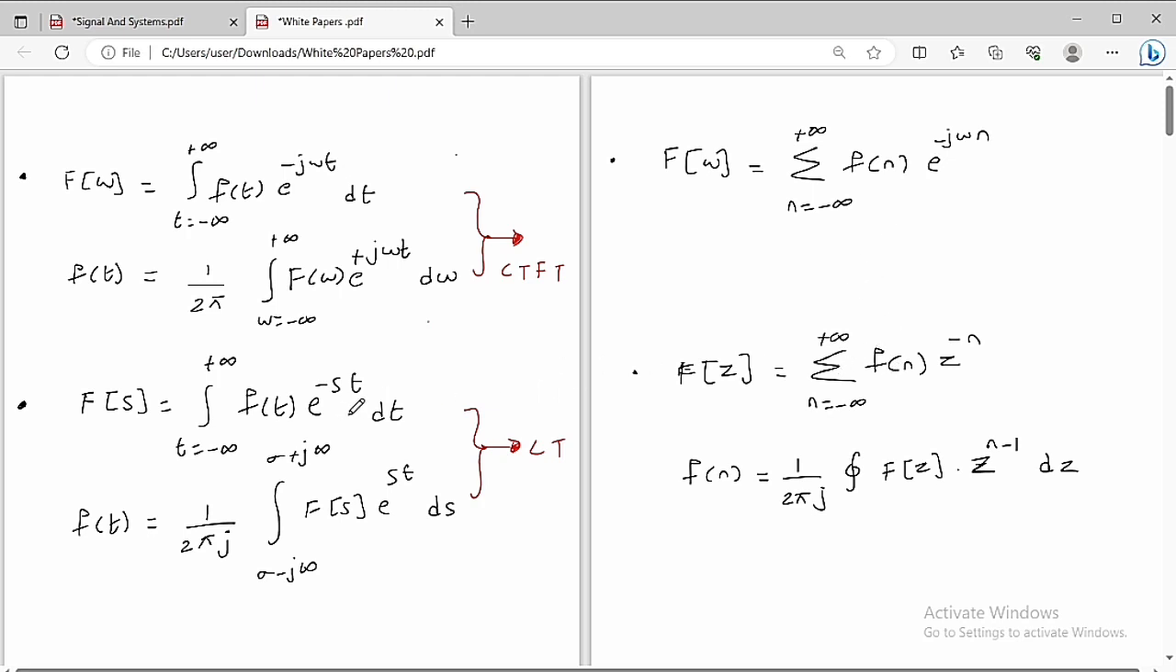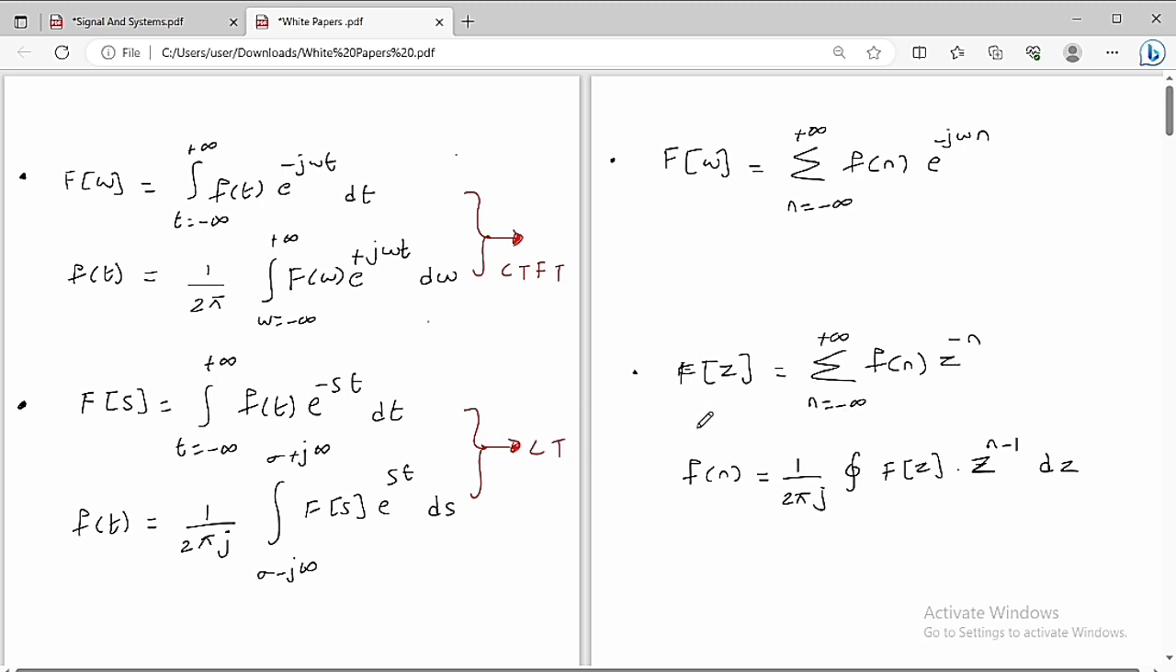So from the Laplace transform only we got the z transform. I have already told you what the conversion is. E to the power of s, I have assumed it is z. So we are going to get minus t meaning minus n, as you can see clearly from here.